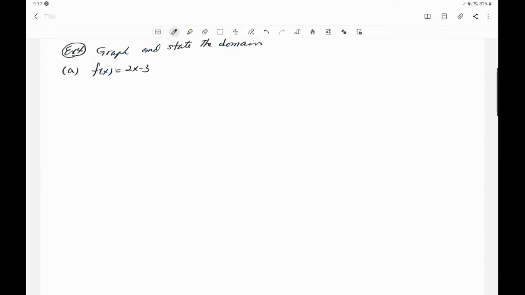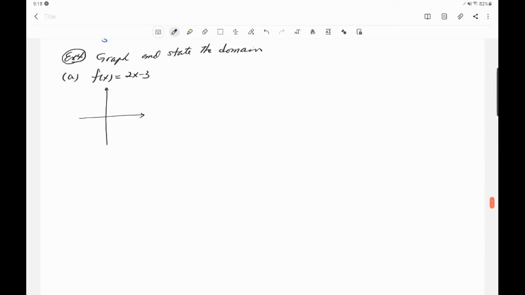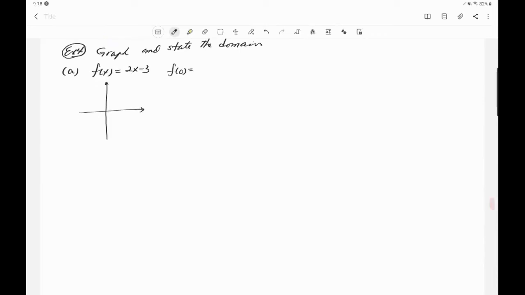Okay, now graph the function and state the domain. Okay, this is a linear equation. So for the linear equation, we can plot 2 points. We can find 2 points. So if x equals 0, let's find f of 0. Then 2 times 0 minus 3 equals -3, right? So if x equals 0, then y is -3.